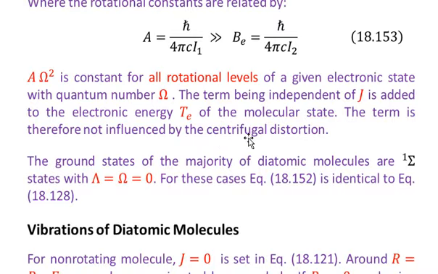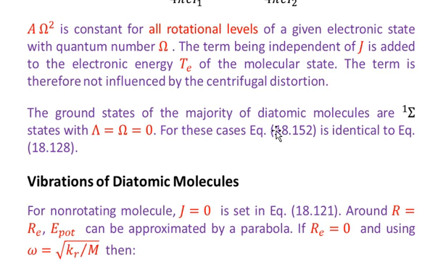And you know that the parameters of the centrifugal distortion will not appear when we add A omega square, which is constant for all rotational levels and is added to the electronic energy Te of the molecular state.